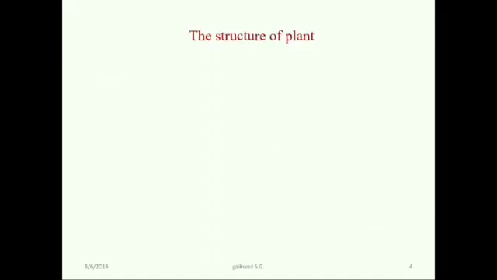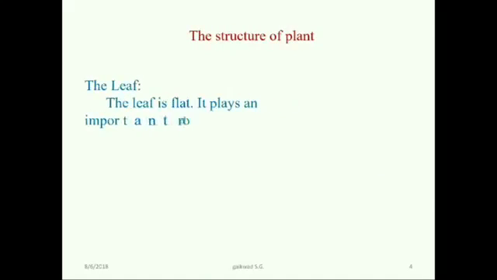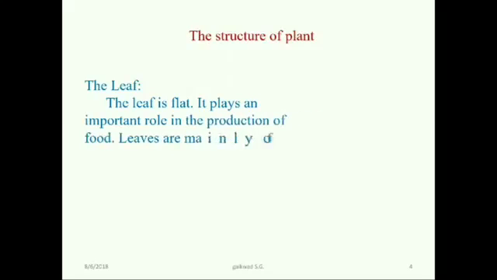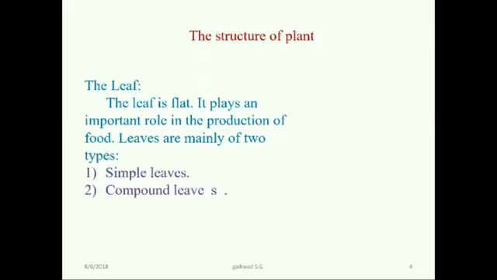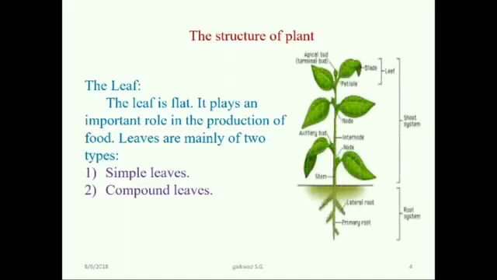The next structure of a plant is the leaf. The leaf is flat. It plays an important role in the production of food. Leaves are mainly of two types. First is simple leaves and second is compound leaves. This is the diagram of simple leaves.